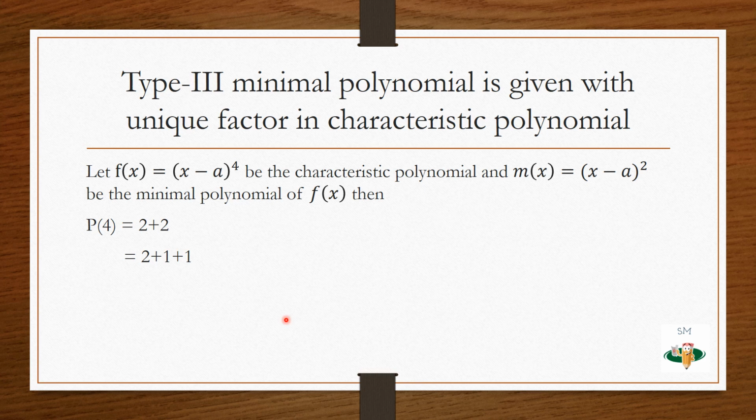So here we have only two possibilities. One is 2 plus 2, another one is 2 plus 1 plus 1. No other possibilities are there. So here, for these cases, you have to make the Jordan canonical form.